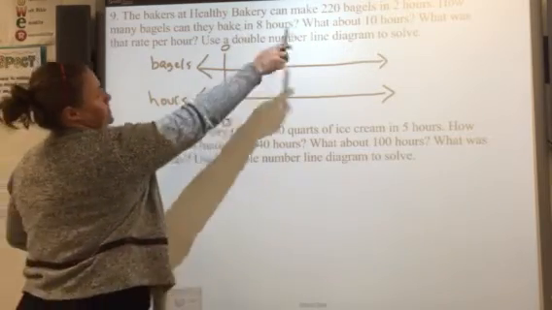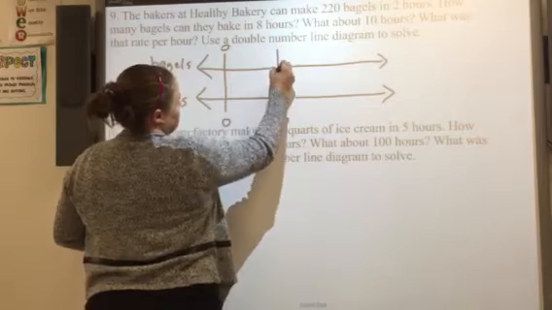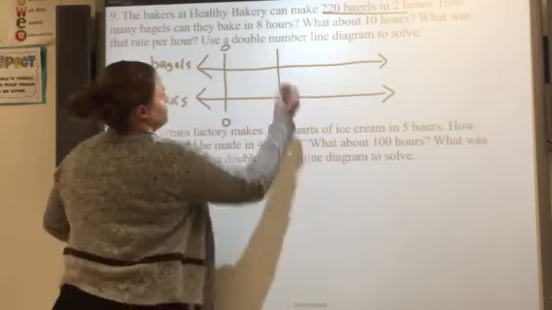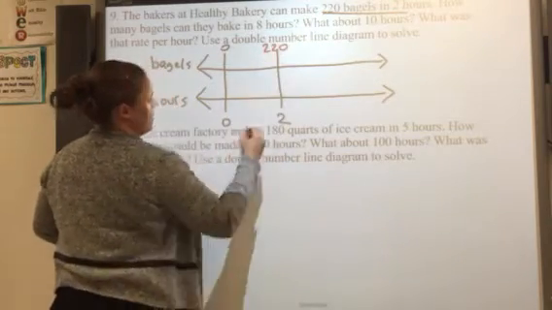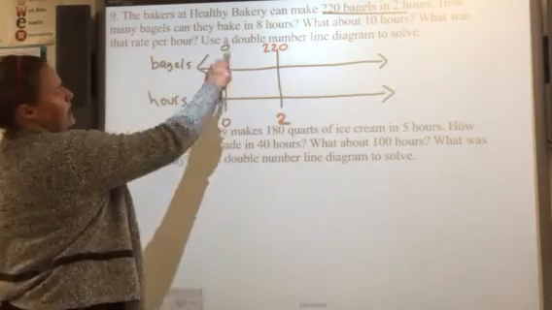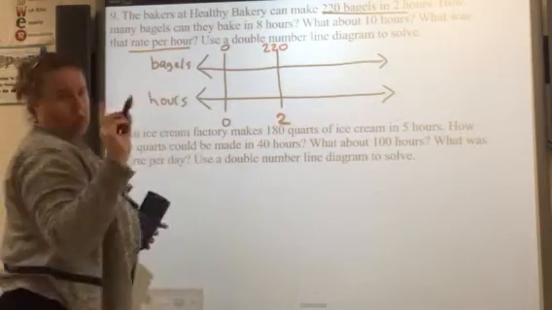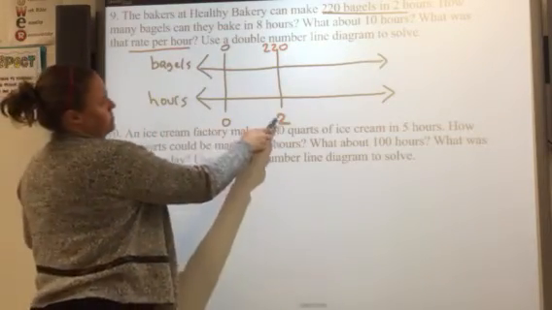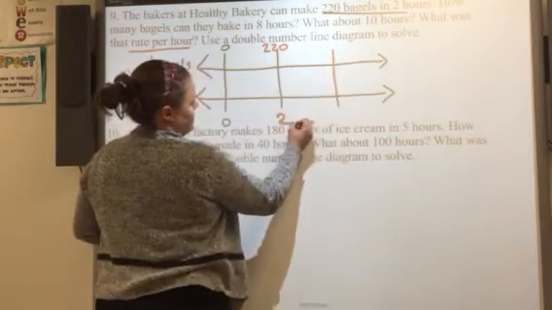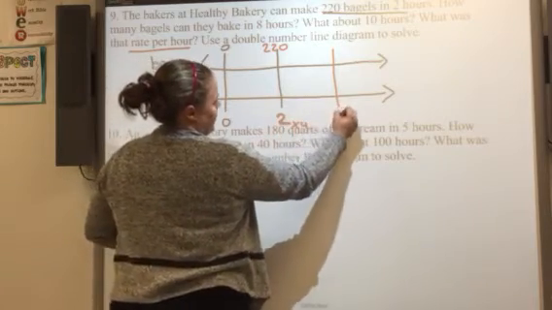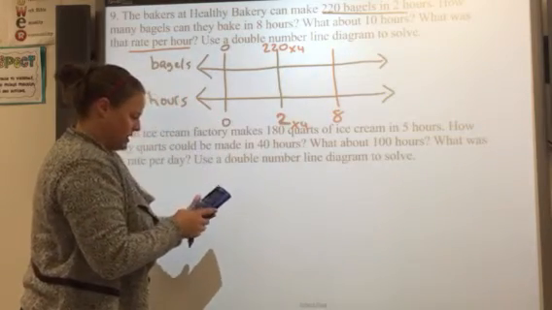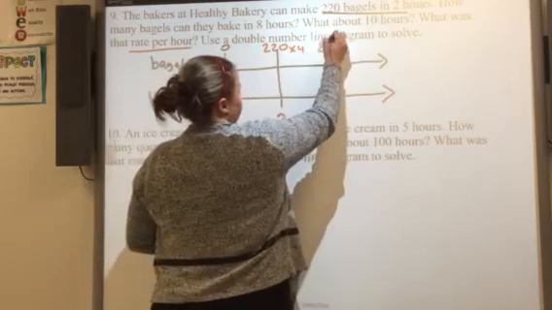And I know that in 2 hours, they can make 220 bagels. So from there, I want to figure out 8 hours, 10 hours, and the rate per hour. So that's a 1 hour. I'm going to go from here, and I know if I'm going up to 8, 8's going to be about right here. I can say times 4, and I can get 8 hours here, and I can do times 4 here, and 220 times 4 is 880.